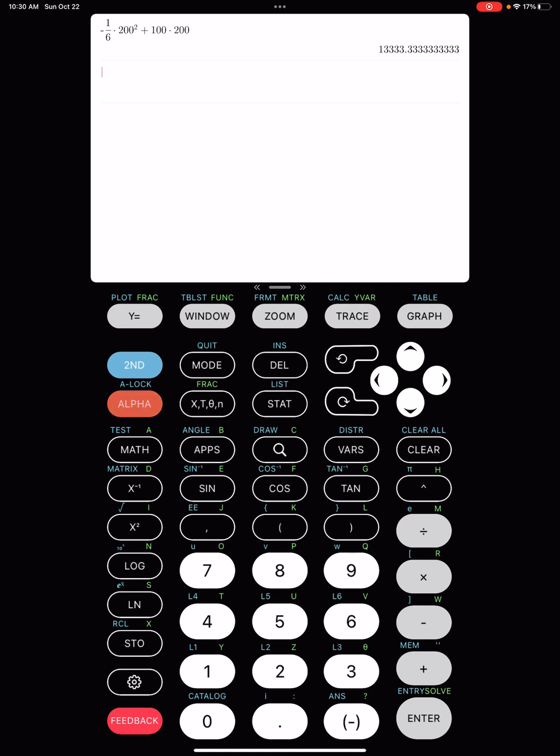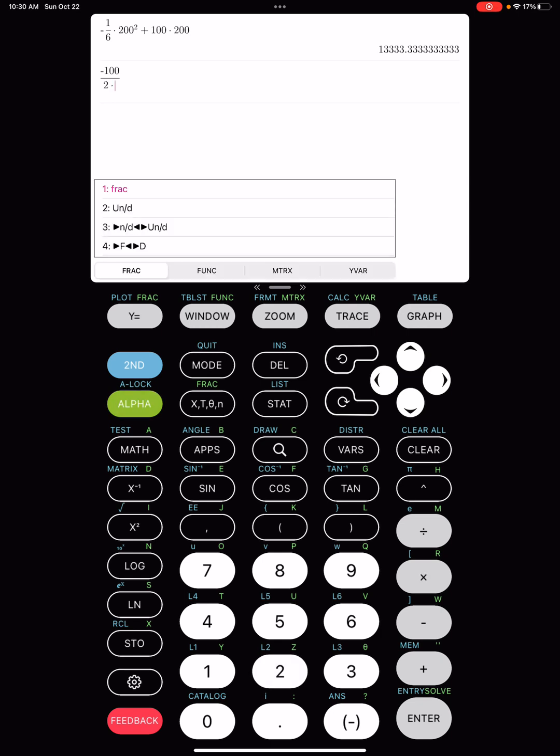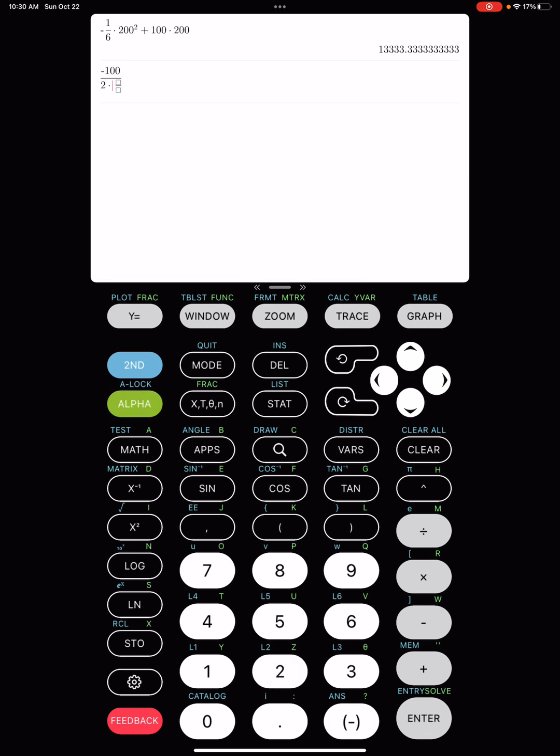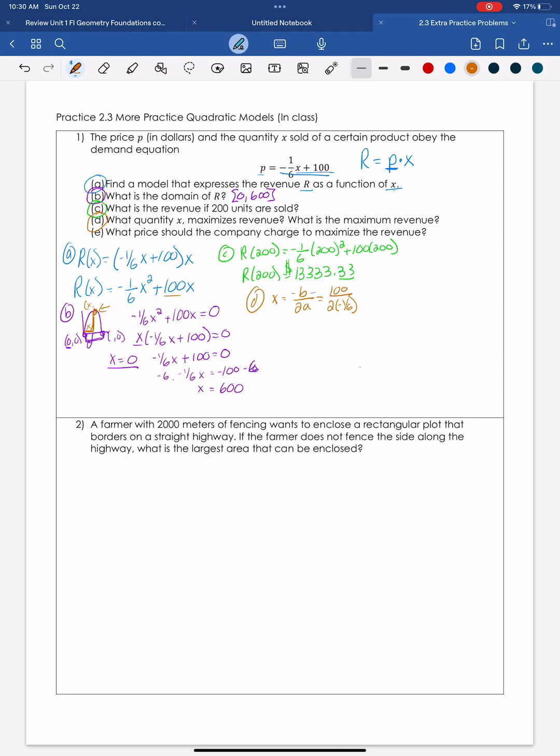So I would actually use your fractions. So you have negative 100 over 2 times negative 1/6. Press enter. So that ends up being x is equal to 300. So what quantity maximizes revenue was going to be 300.